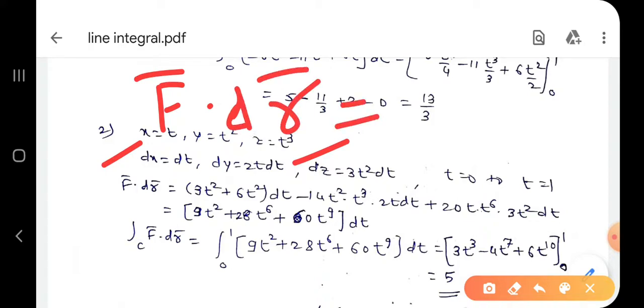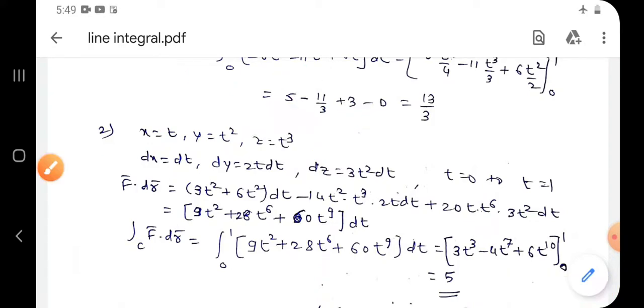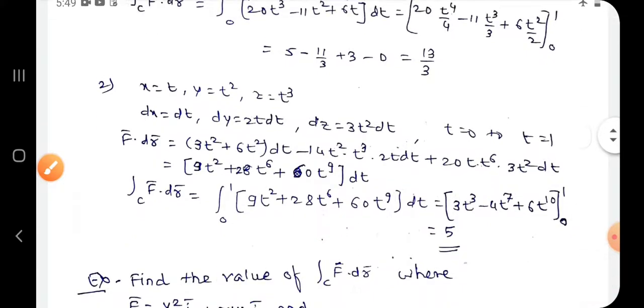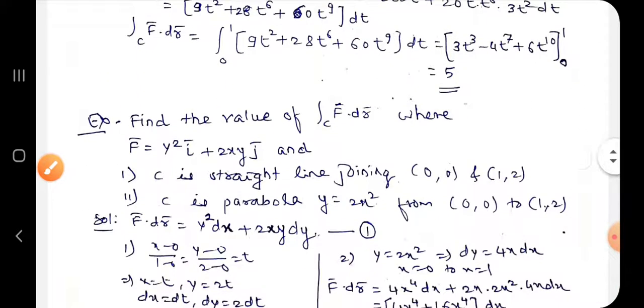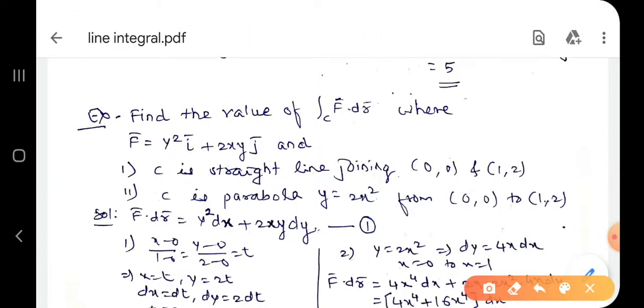Yes, that means in your equation 1, and just do the integration. Limit is 0 to 1. Your answer, you may get the answer 5. You just check yourself whether this answer is correct or not. Okay. Next example, here find the value of integral over C F bar dot dr bar.